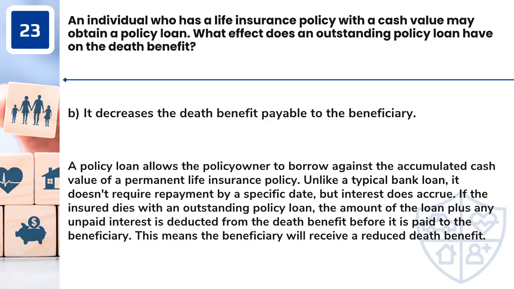It decreases the death benefit payable to the beneficiary. A policy loan allows the policy owner to borrow against the accumulated cash value of a permanent life insurance policy. Unlike a typical bank loan, it doesn't require repayment by a specific date, but interest does accrue. If the insured dies with an outstanding policy loan, the amount of the loan plus any unpaid interest is deducted from the death benefit before it is paid to the beneficiary. This means the beneficiary will receive a reduced death benefit.